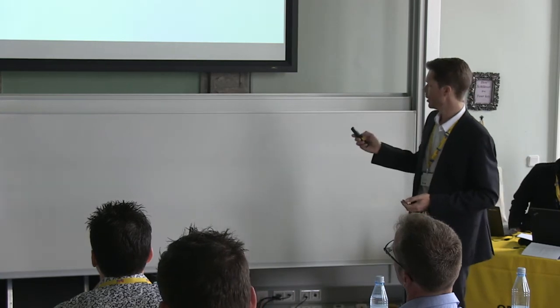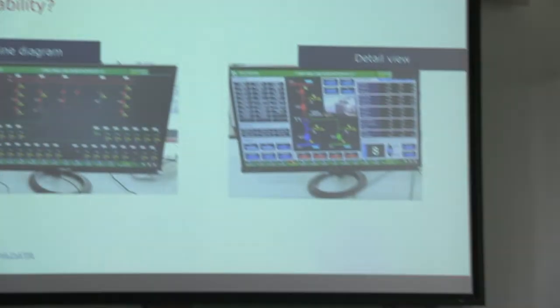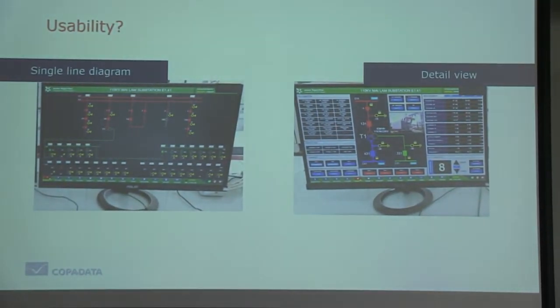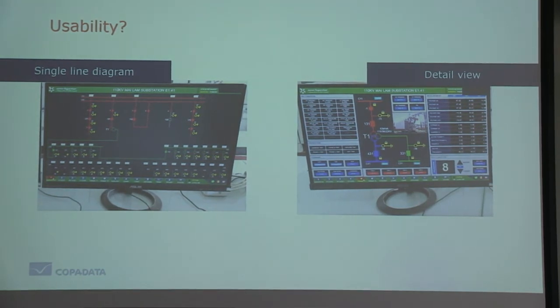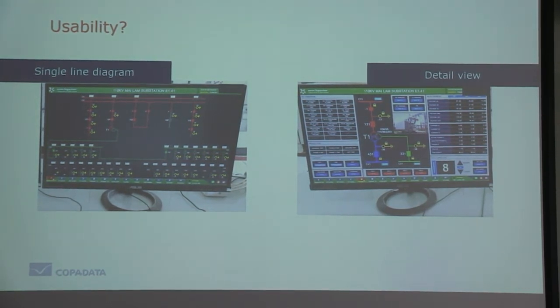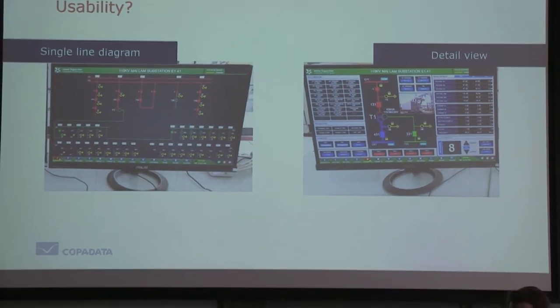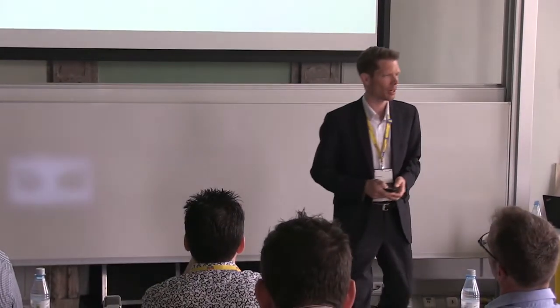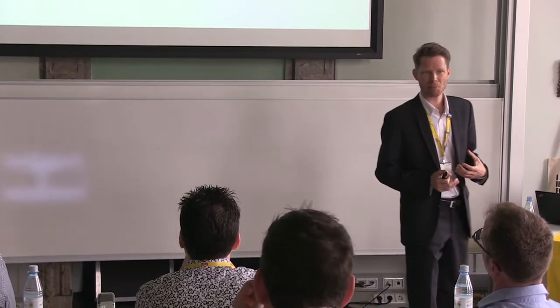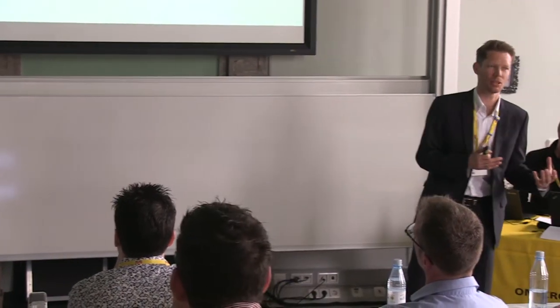In this case, we see an alarm annunciator, we see the tap changer position of the transformer, we see also the transformer itself, the photo of it, some temperatures, and so on. But there are utilities who want to have a different usability.